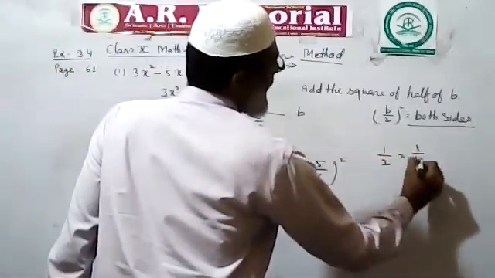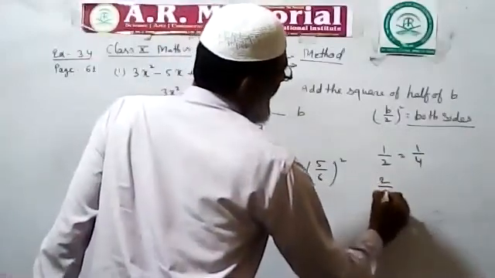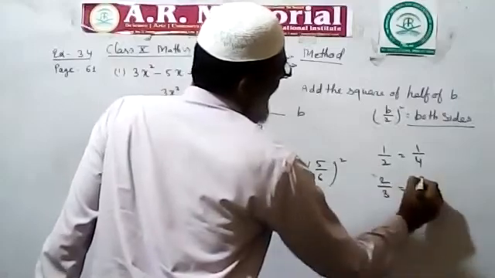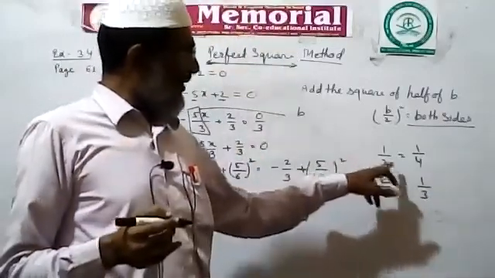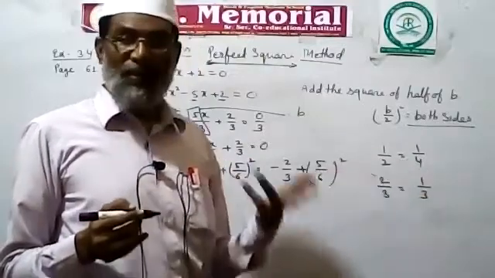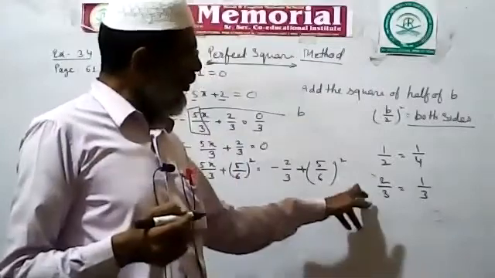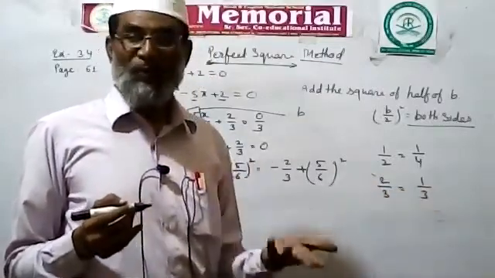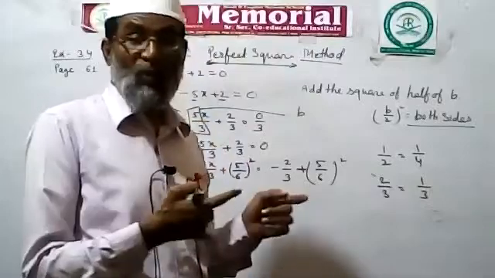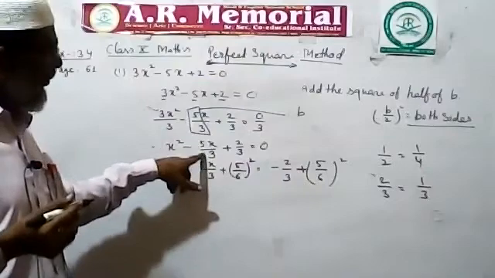Again, 1 upon 2, it's half: 1 upon 4. 2 upon 3, it's half: make the upper one half, 1 upon 3. If the numerator is double, the fraction goes to half. If the numerator is half, the fraction also goes to half. And we add the square of this, like half of this 5 upon 3.